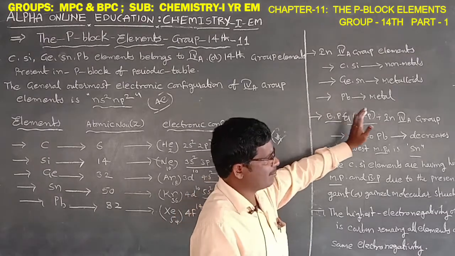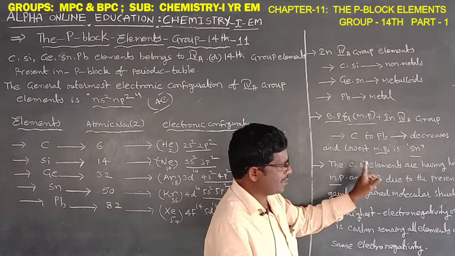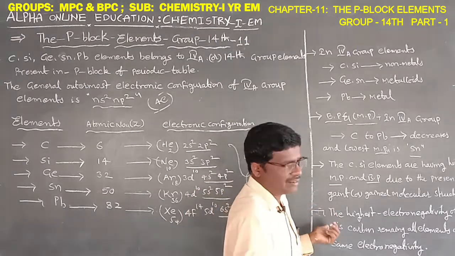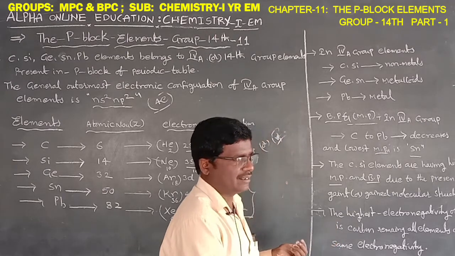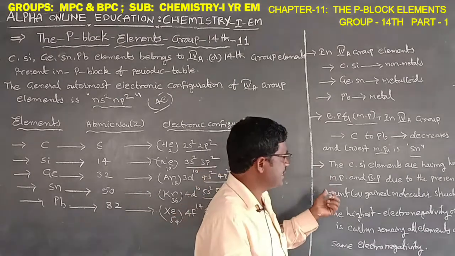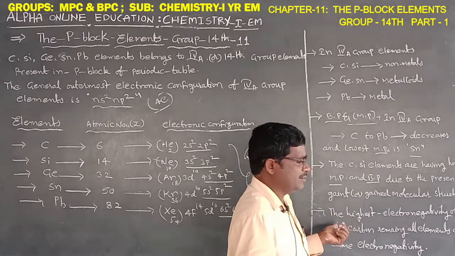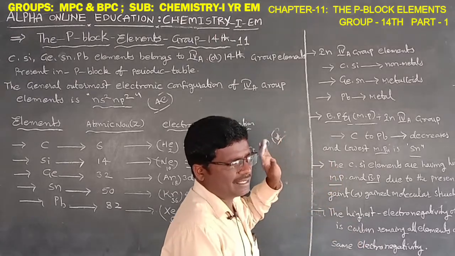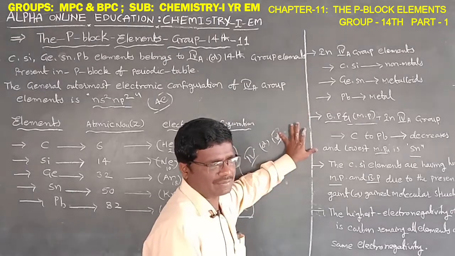Next, melting points and boiling points in 4th A group elements decrease from carbon to lead. Carbon and silicon have high melting points and boiling points due to the presence of giant molecular structure. Carbon and silicon form giant molecular structures. Example, diamond, and silica is also a giant molecular structure of carbon and silicon. Next, the highest electronegativity in the 4th A group elements is carbon. The remaining elements have the same electronegativity values. That is the general properties of the 4th A group elements.